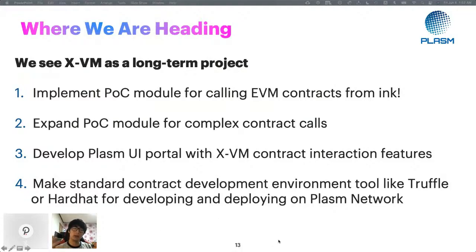And in the end, our ultimate goal is to create and provide a standard development environment, so that people who are developing on Solidity can still develop for Plasma Network without having to miss out on any new Ink contracts. And we want Ink contracts to be able to leverage existing libraries from Solidity. Right now, our scope is limited to EVM and Ink, but of course, in the future, we are looking into supporting more smart contract virtual machines.